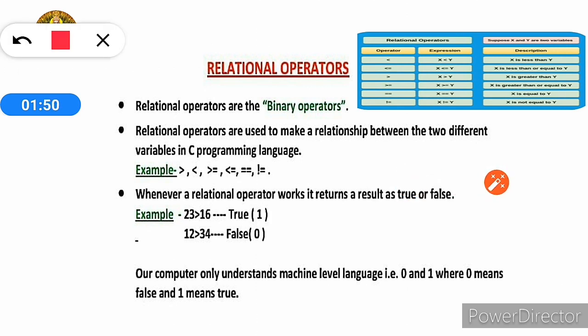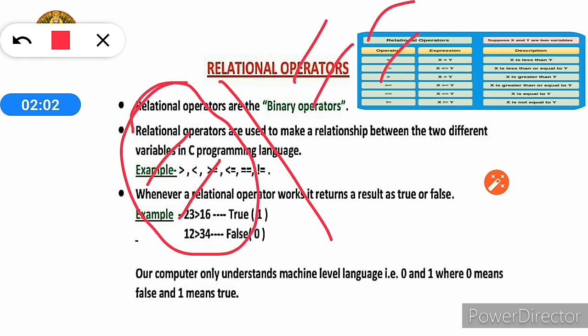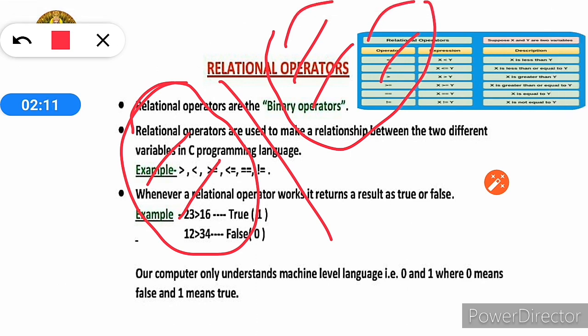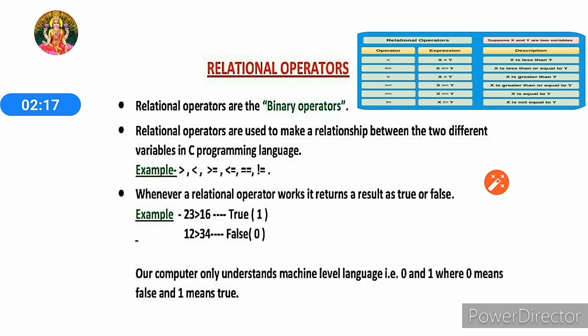Now students, I want to mention that after this slide we will discuss the difference between the = operator and the == operator. The = operator, as we all know, is an assignment operator, but == is a relational operator. We will explain the difference between them, so students, please stay tuned.